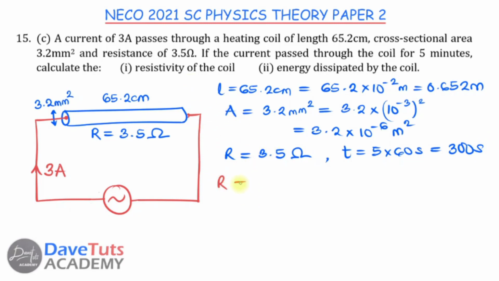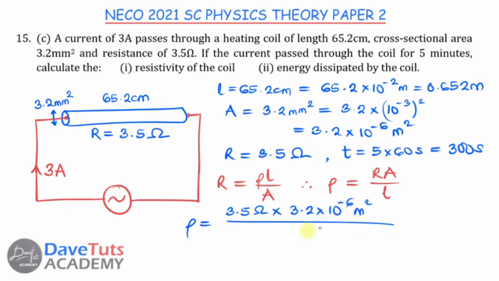Generally, resistance of a conductor is given as resistivity multiplied by length over the cross-sectional area, such that from here we can find our resistivity to be the resistance multiplied by the area divided by the length of that particular conductor. So if you want to put in all the parameters, we have resistance, we have the area, we have the length, we can say our resistivity in this case is going to be: the resistance is 3.5 ohms multiplied by the area, that's 3.2 times 10 raised to power minus 6 meters square, over the length. The length is 0.652 meters.